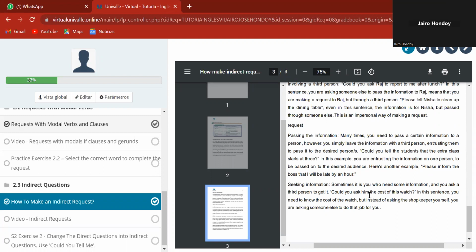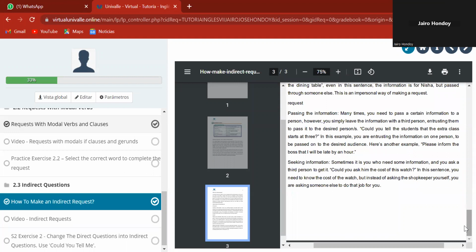Seeking information. Sometimes it is you who needs some information and you ask a third person to get it. Could you ask him the cost of this watch? In this sentence, you need to know the cost of the watch, but instead of asking the shopkeeper yourself, you are asking someone else to do that job for you. This is an important way to get information.